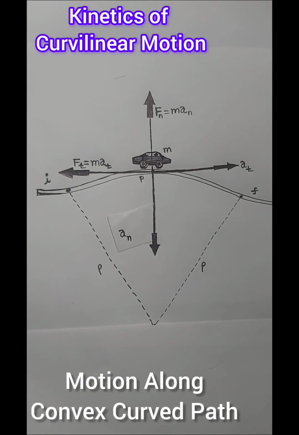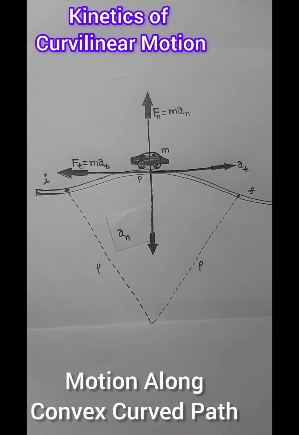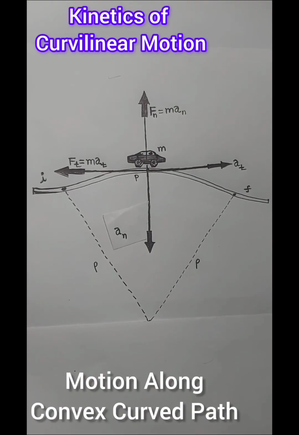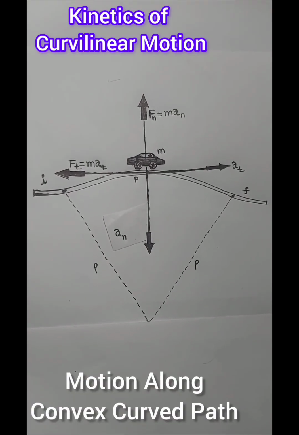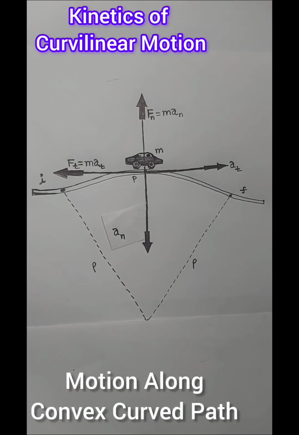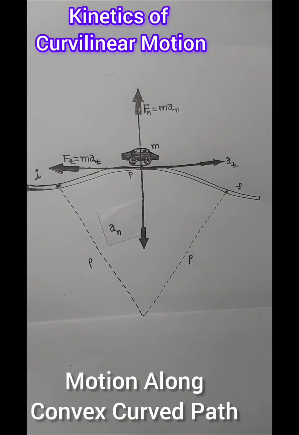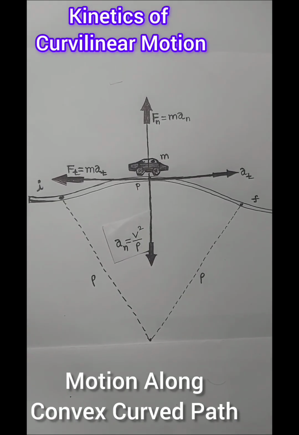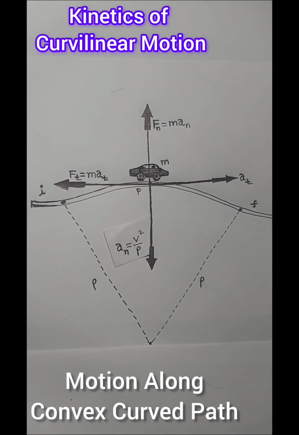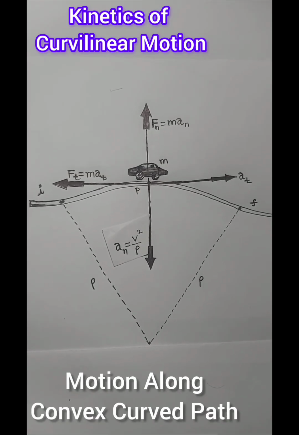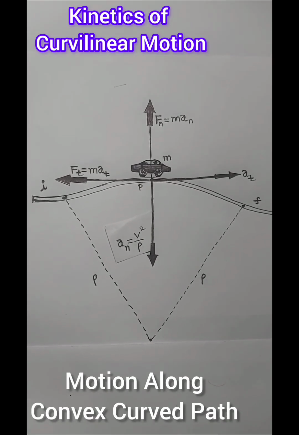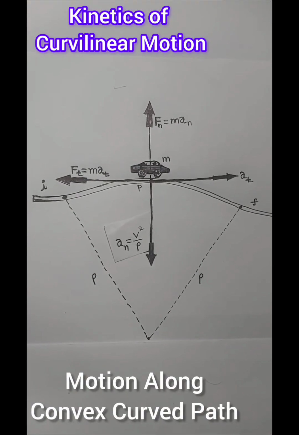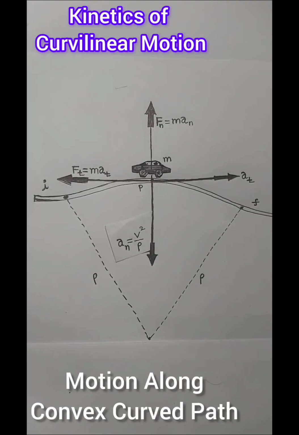According to the definition, the normal acceleration or centripetal acceleration of the moving particle in curvilinear motion is proportional to the square of the tangential velocity and inversely proportional to the radius of curvature, so that we can write it as an equals v square by rho. We can write tangential acceleration at as the rate of change of velocity, dv by dt.